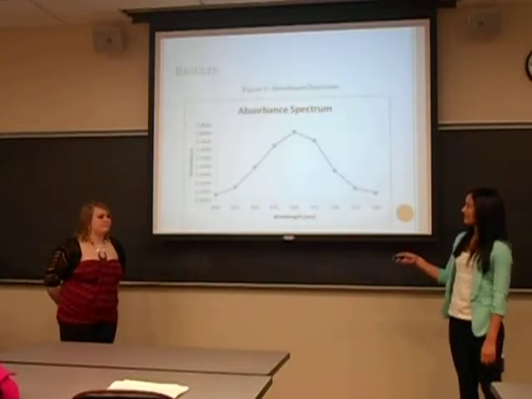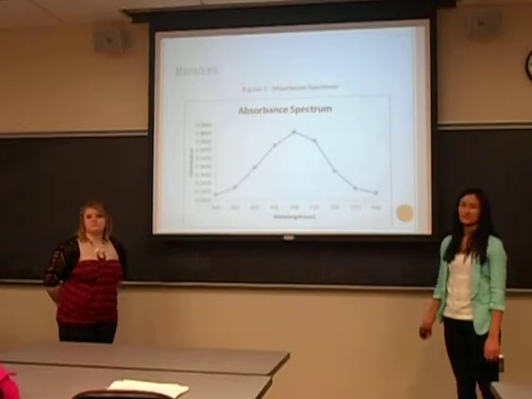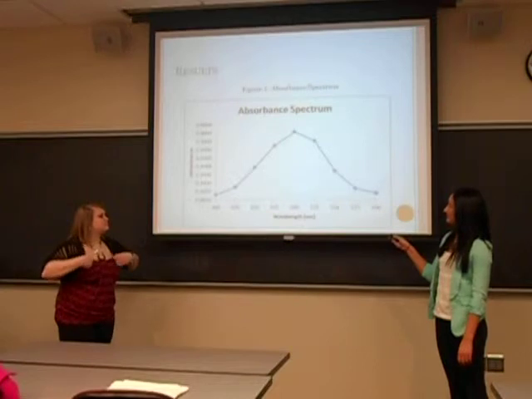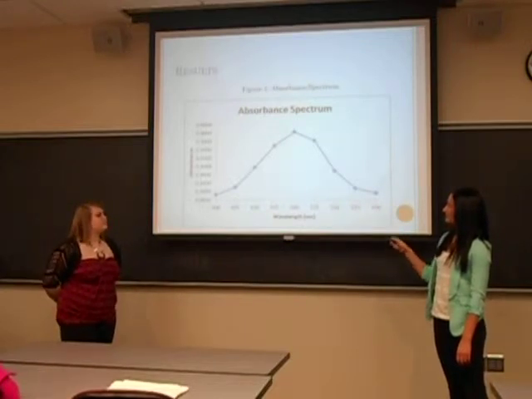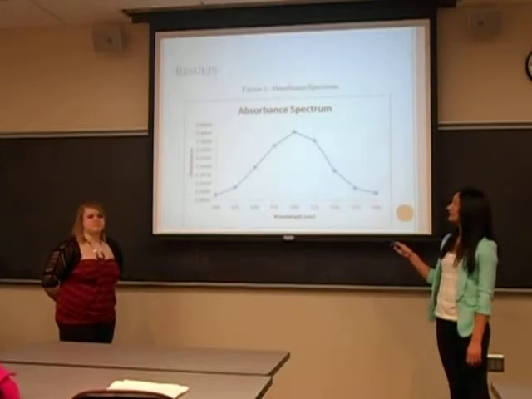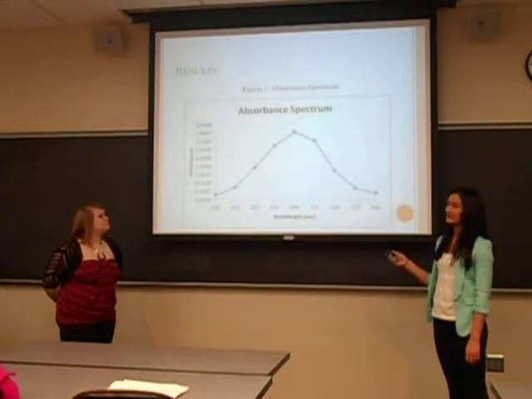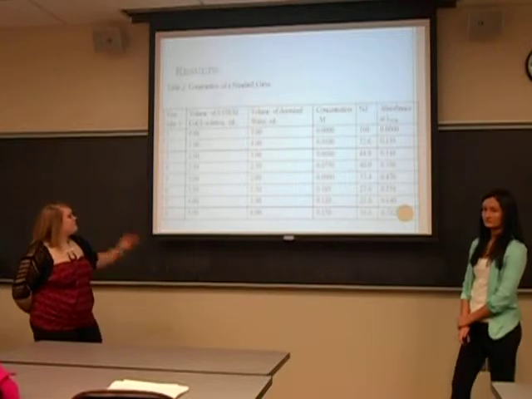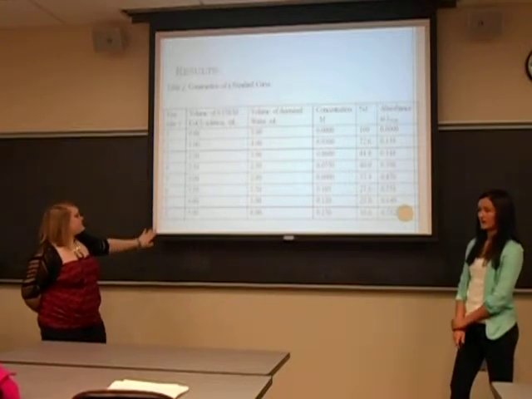And this is just showing absorbance as a function of wavelength, and we can see that the highest point is at 500 nanometers where the absorbance is the highest, and so we can conclude that that is the lambda max wavelength. So here we have our charts of the 8 test tubes that we did.